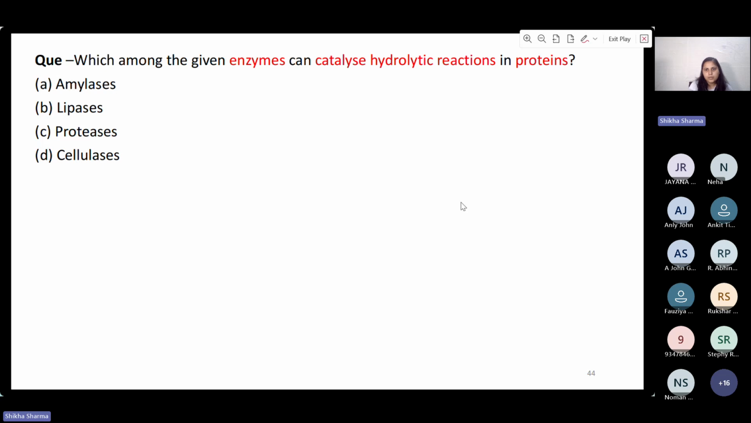Ankit, Gautam, Tiwari, Ankit Tiwari: C, proteases. So many of us are saying C, proteases.